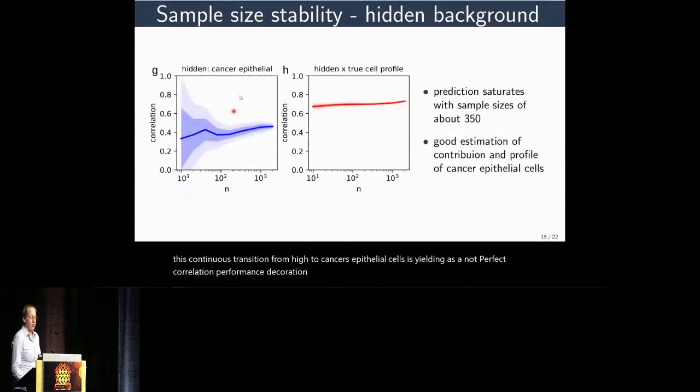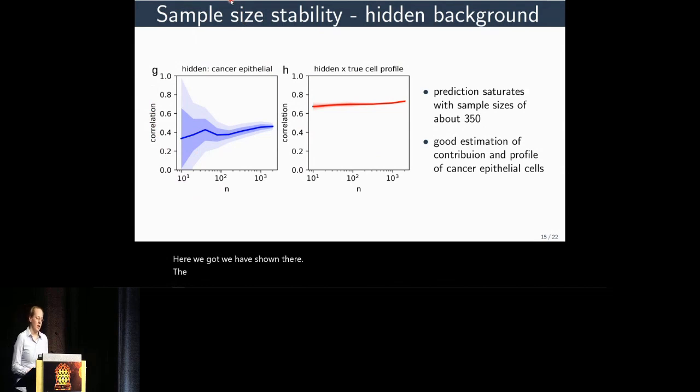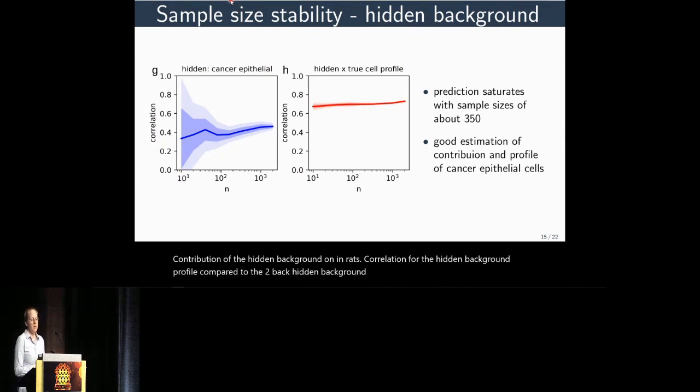Then we regard the hidden background. Here we have shown the correlation for the contribution of the hidden background, and in red the correlation for the hidden background profile compared to the true hidden background profile. And here we see that we need more samples, around 350, to have a stable and good result for the deconvolution. And we have a good estimation of contribution and profile of cancer epithelial cells.